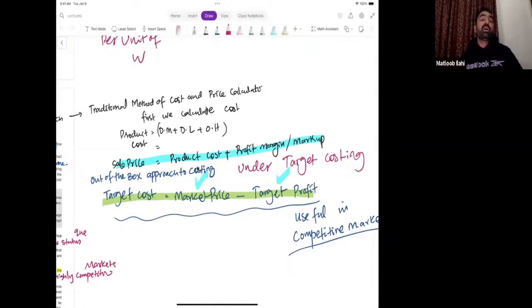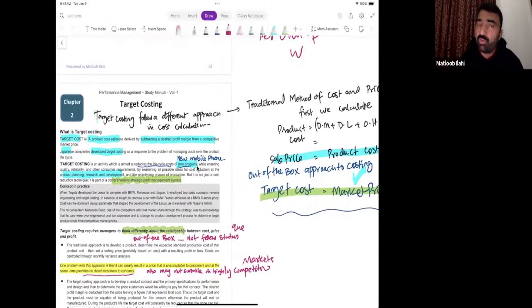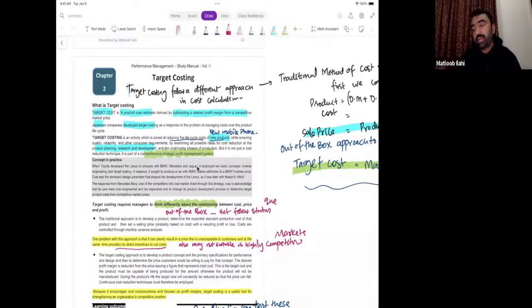So under target costing, we start from market price, and then we deduct our target profit to calculate target cost. So this is an unconventional method of calculating the product cost. Why is it unconventional? Because this method is more relevant in highly competitive markets. What are highly competitive markets? These are those markets where there are many competitors, many players, many suppliers already there, and they are making similar products. Okay, so this is the story of target costing.